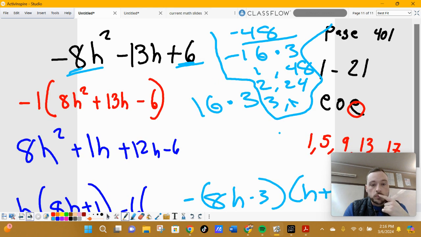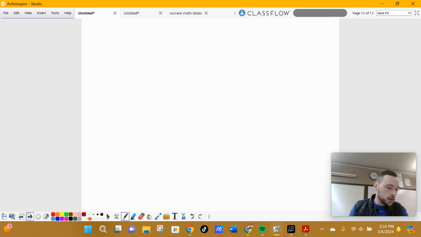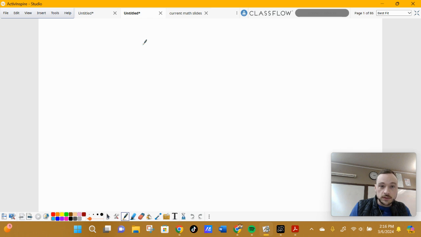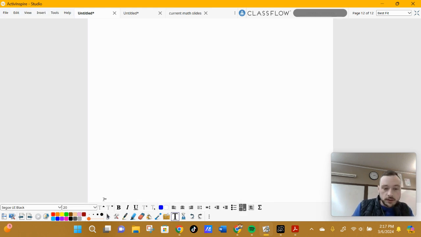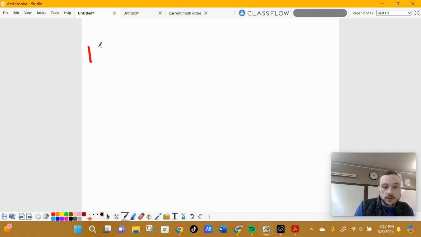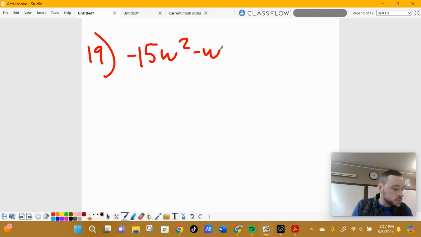So as you are working on a problem, I'm just going to pull one out of the book, not one that I gave you, obviously, because that's too easy. That's what I want. Okay. So as we work on these problems, I'm just going to pull up 19 from the book. So 19 from the book is negative 15w squared minus w plus 28.